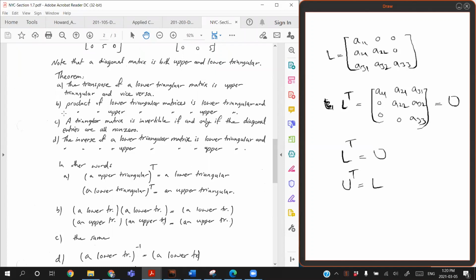Part B, you can check that the product of two lower triangular matrices is lower triangular, and the product of two upper triangular matrices is upper triangular. That is, if you have L1 times L2, the result is also lower triangular. If you have U1 times U2, the result will also be upper triangular.